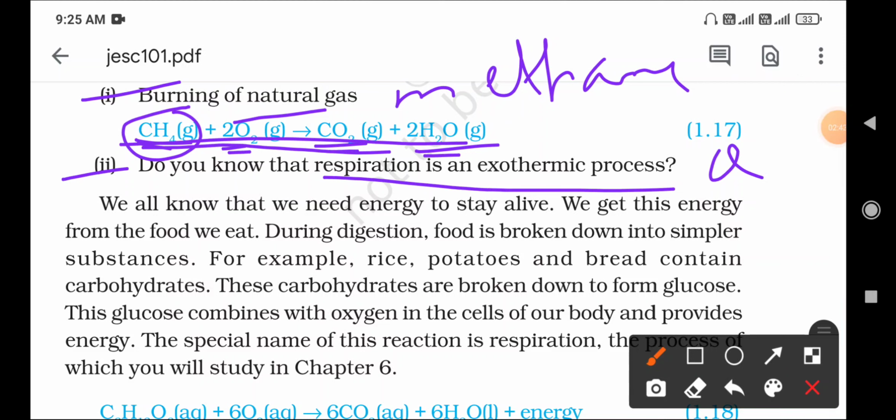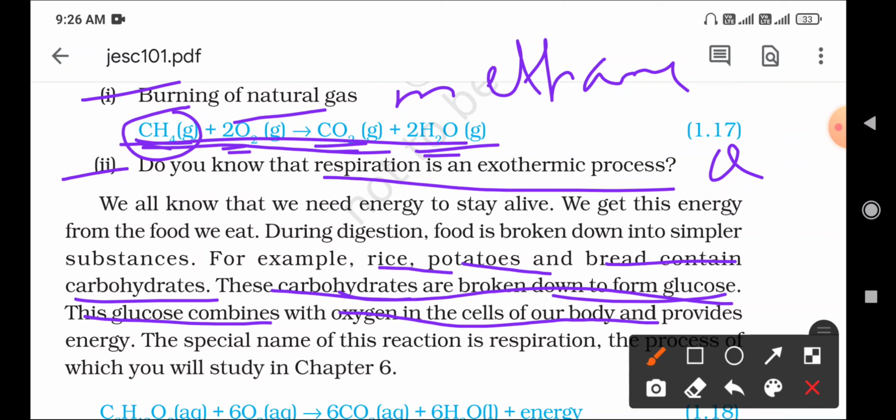For example, rice, potatoes and bread contain carbohydrates. These carbohydrates are broken down into glucose molecules, and this glucose combines with the oxygen in the cells of our body and provides energy for various activities. The special name of this reaction is respiration.